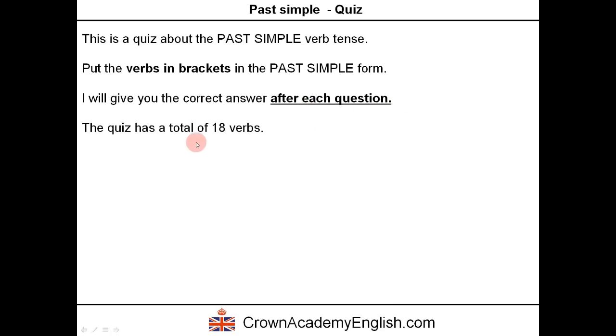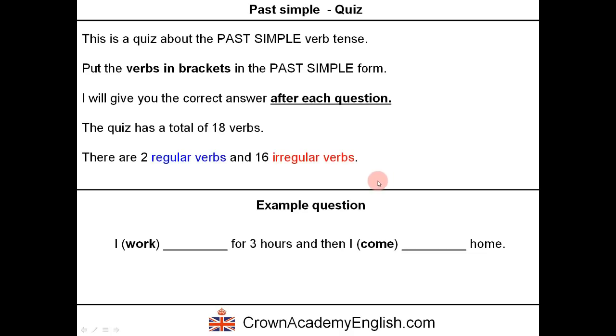The quiz has a total of 18 verbs. Okay, so there is a total of 18 verbs that I would like you to put in the past simple. And out of the 18, there are 2 regular verbs and 16 irregular verbs. But you will not know before each question if it is regular or irregular. I tell you afterwards.